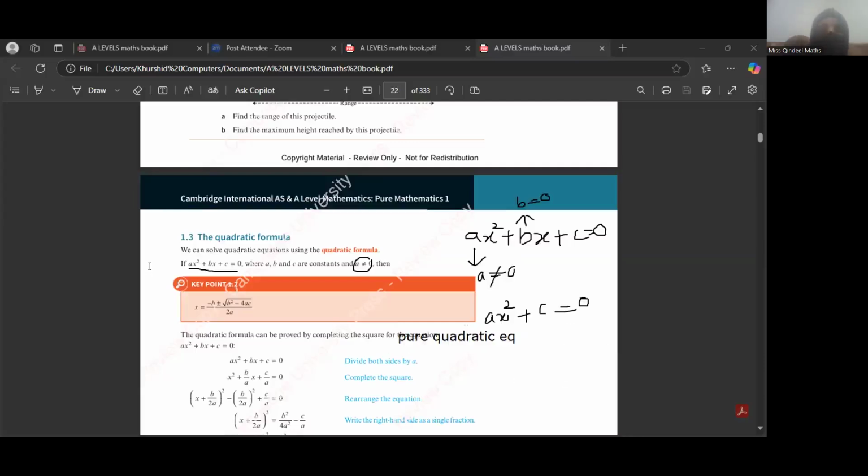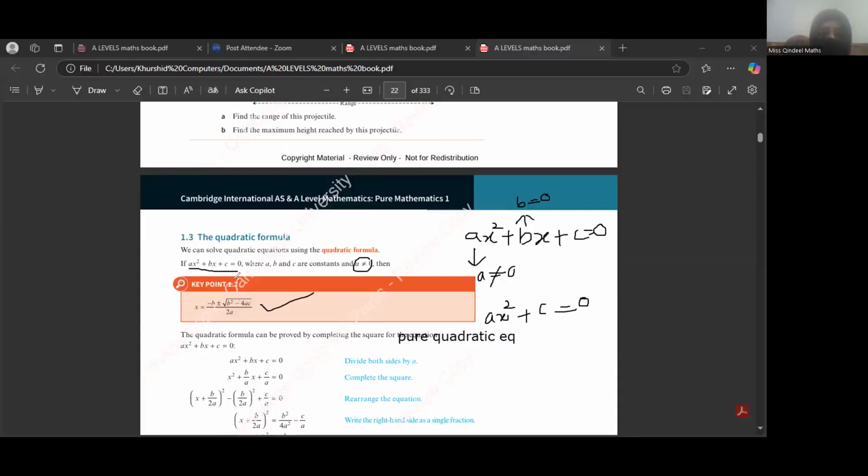So the next thing is there are different methods to find the solution of this quadratic equation. The first is the factorization method, the second is the completing square method, and the third is the quadratic formula. Basically, the quadratic formula is x = (-b ± √(b² - 4ac)) / 2a.